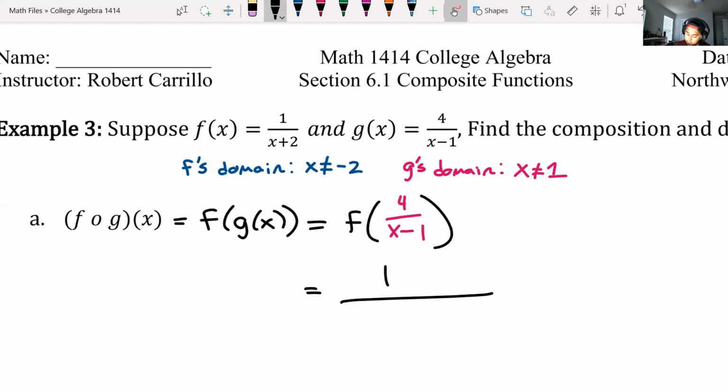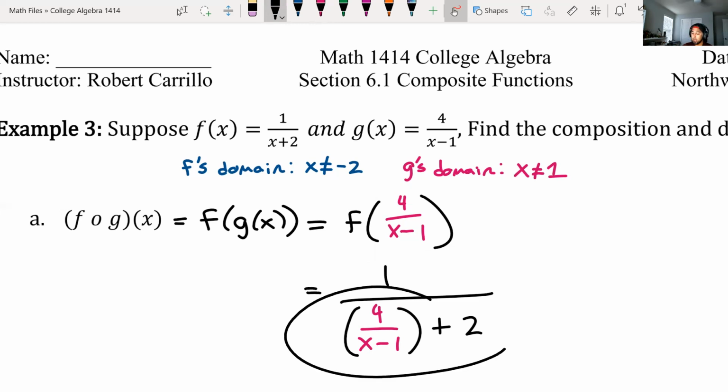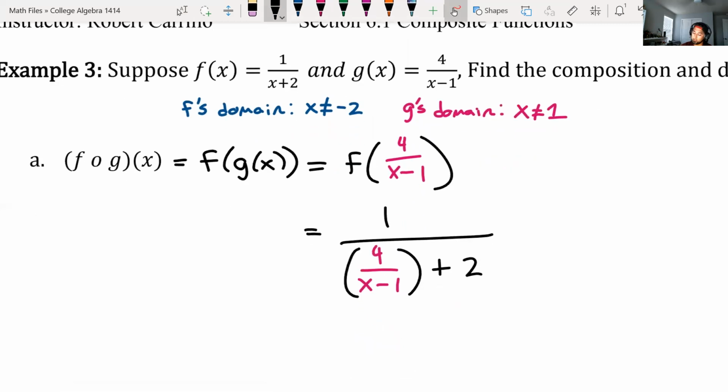1 over parentheses 4 over x minus 1, plus 2. So we've just plugged it into function f. And now we have to simplify. So this means that I need to clean up the denominator, which means I need to put 4 over x minus 1 and 2 together. So in order to do that, we have to change 2 into a fraction. You're going to put 2 over 1 and multiply by what common denominator?